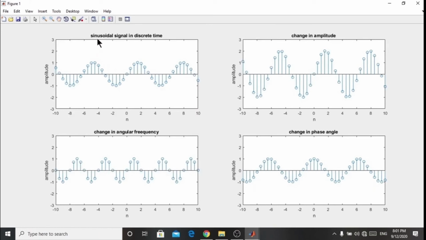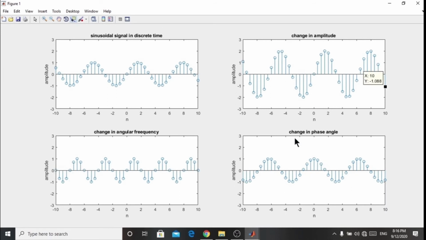So this is how the initial standard sinusoidal signal in a discrete time will look like as in the previous case, but a change in amplitude is seen in this graph. That is, the amplitude is increased from initially 1 to 2. This is how the amplitude will affect the signal. And the change in angular frequency: when I increase the angular frequency here, the time period will decrease. Time period, that is the time taken for completing one complete cycle, decreases.